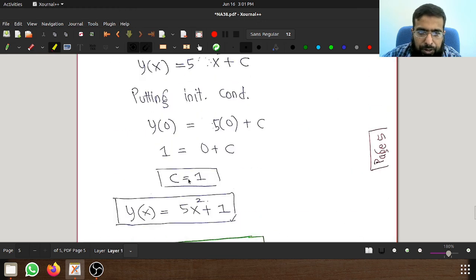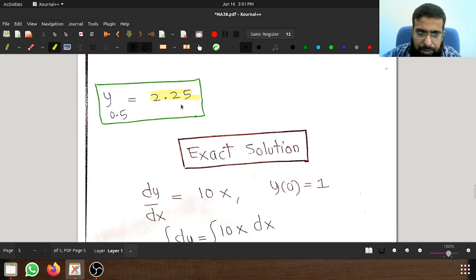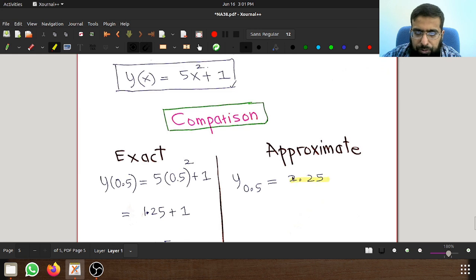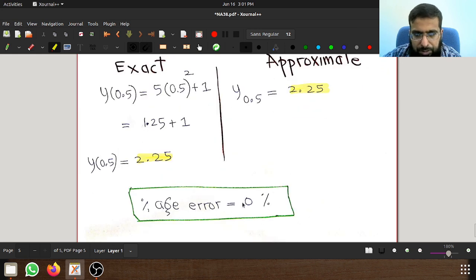But let's see what our approximate solution using Runge-Kutta's method is. It is also 2.25. So this means the percentage error is 0. It's a very reliable method, the Runge-Kutta method.